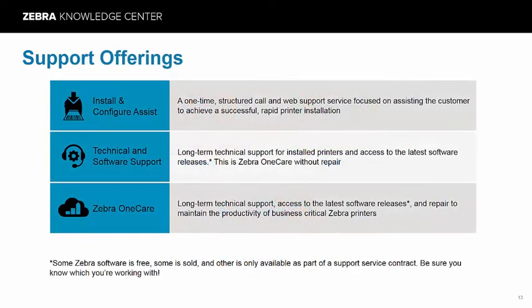In addition to supplies, Zebra has services that complement the printer sale. Zebra has 3 specific services that can be positioned to customers when selling industrial printers: Install Config Assist, or ICA, Technical and Software Support, or TSS, and Zebra OneCare. ICA is great for small customers who do not have a dedicated staff to help bring new printers online, or for busy customers who want to get up and running as quickly as possible through successful rapid printer installation.